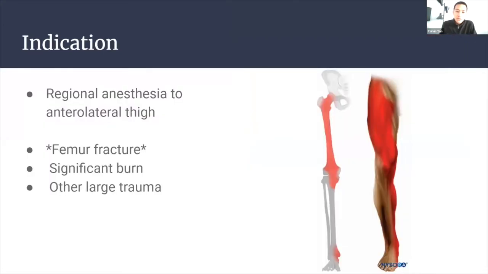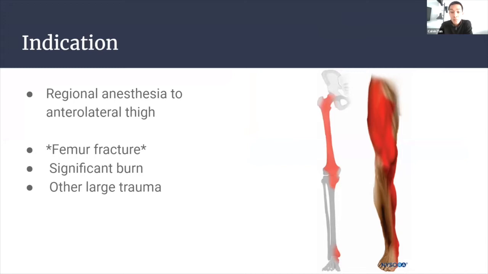So the indications for doing this block: you're looking to provide regional anesthesia to the anterolateral thigh, and it actually even extends down into the lower leg towards the medial ankle. Femur fracture is the most widely described use of this block, at least in the emergency medicine literature, but it can be used in other settings.